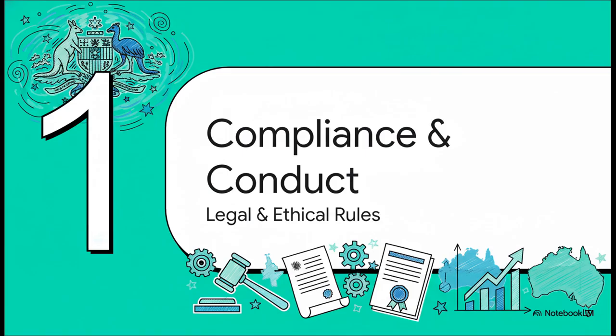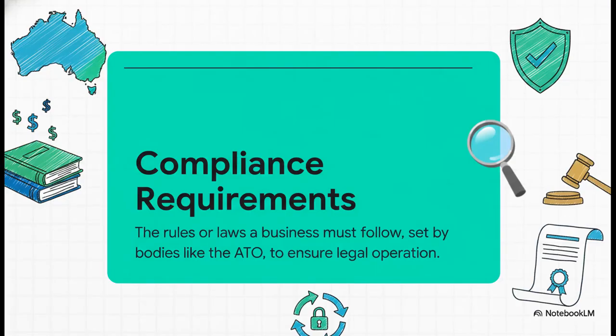To operate correctly, one must first understand the governing framework. Here, we will establish the legal and ethical landscape for all business tax in Australia. So, what do we mean by compliance requirements? Put simply, these are the rules and laws that a business is obligated to follow. They are established by governing bodies, primarily the Australian Taxation Office, or ATO. Adherence is not optional. It is fundamental to ensuring legal operation and avoiding significant penalties.